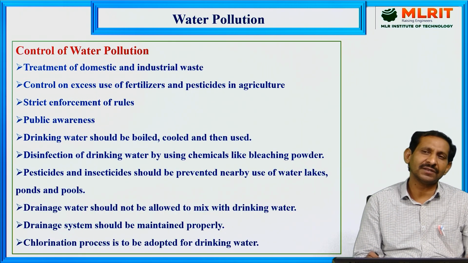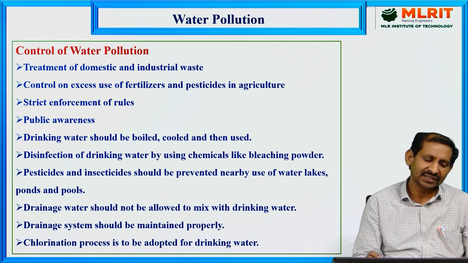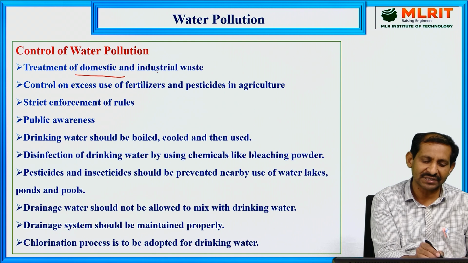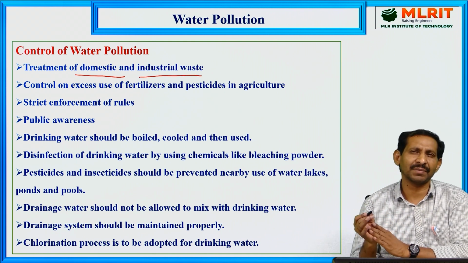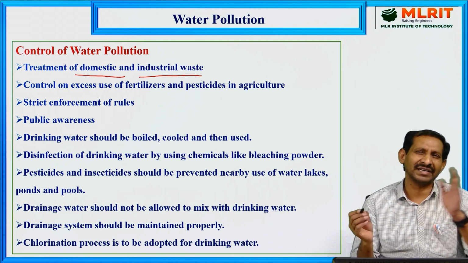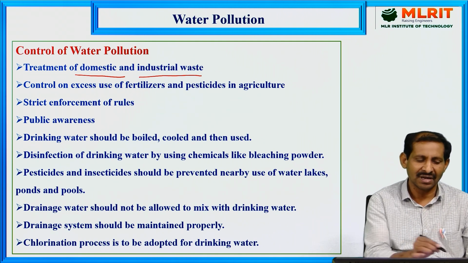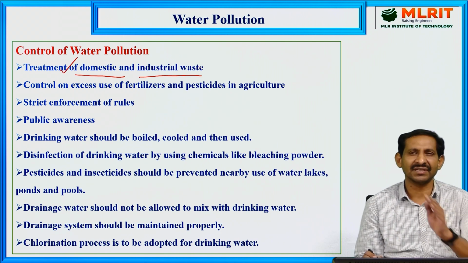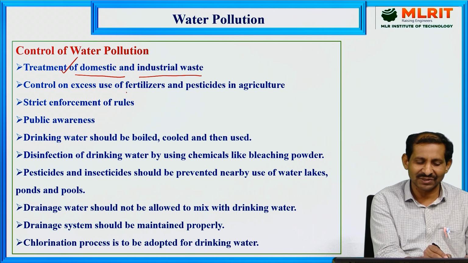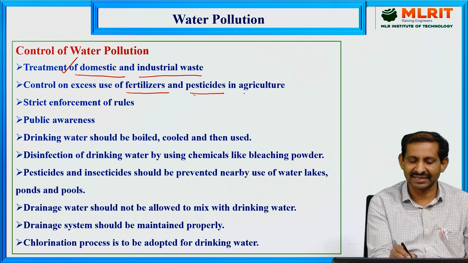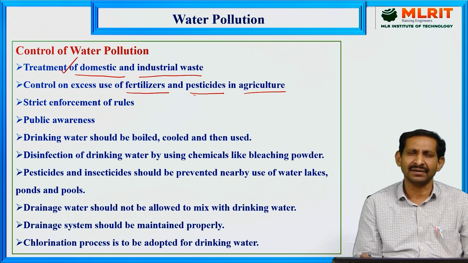Now coming to the steps required for the control of water pollution. The first is the treatment of domestic and industrial waste, so that whatever comes from domestic purposes and industrial waste does not enter the water bodies. The first and foremost step is the treatment of domestic and industrial waste. The second is to control the excessive use of fertilizers and pesticides in agriculture. Nowadays, for more agricultural yield of crops.